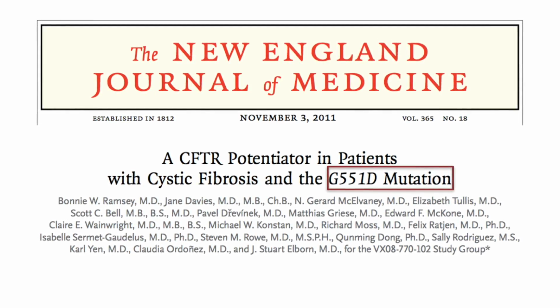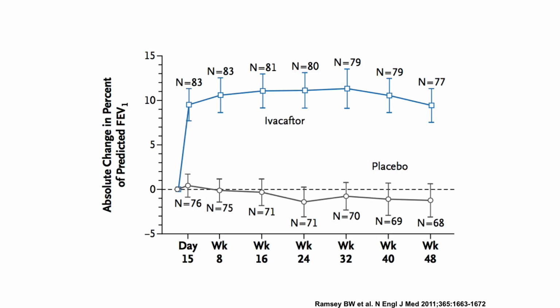But fortunately, for a subset of CF patients with class 3 mutations, it provides improvements beyond that of current conventional therapies. In particular, after 2 weeks of daily treatment, patients with the G551D variant experience a 10% improvement in forced expiratory volume in 1 second, which is a measure of lung function known to deteriorate throughout the disease.